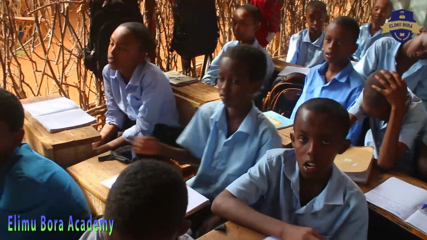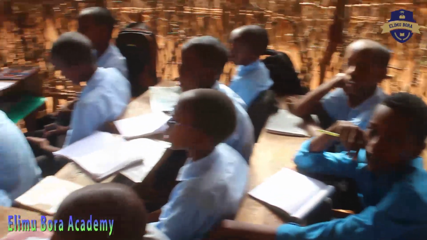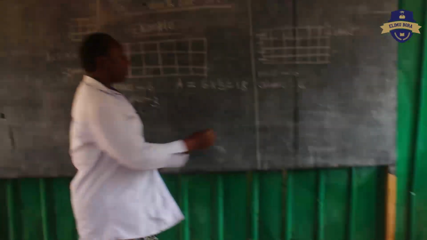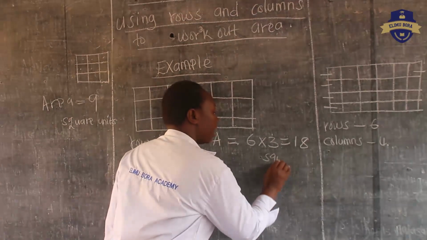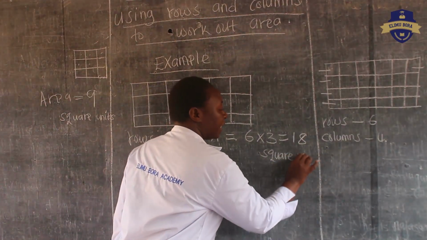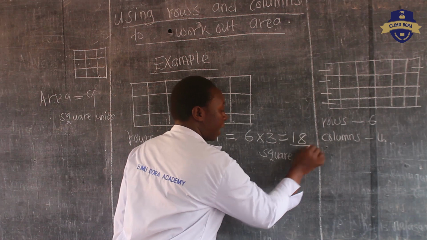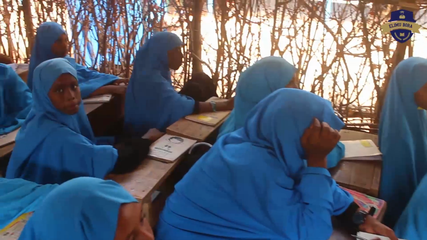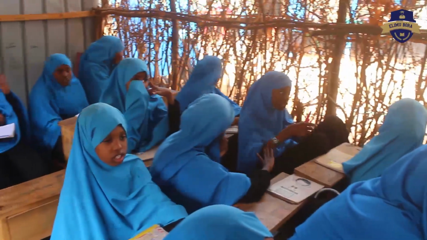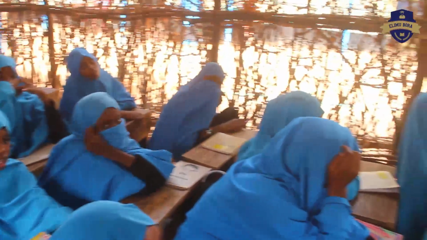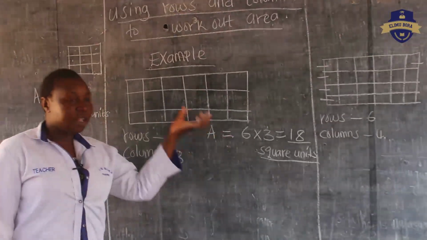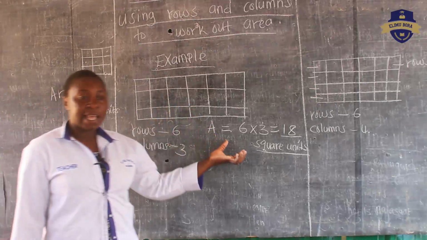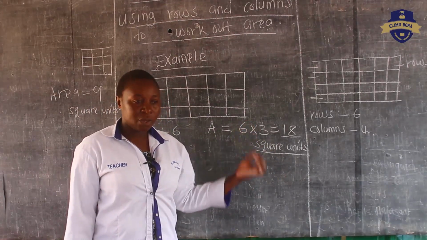So we are going to write our answer as 18. When you write 18, what do we add? Square units. Very good. We have 18 square units. That is how we find the area of that diagram there. You count the number of rows, you count the number of the columns, then you multiply. So the area of this figure here is 18 square units.